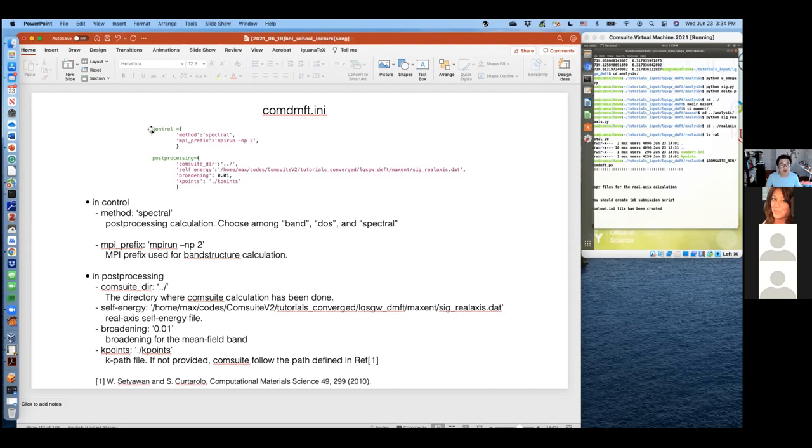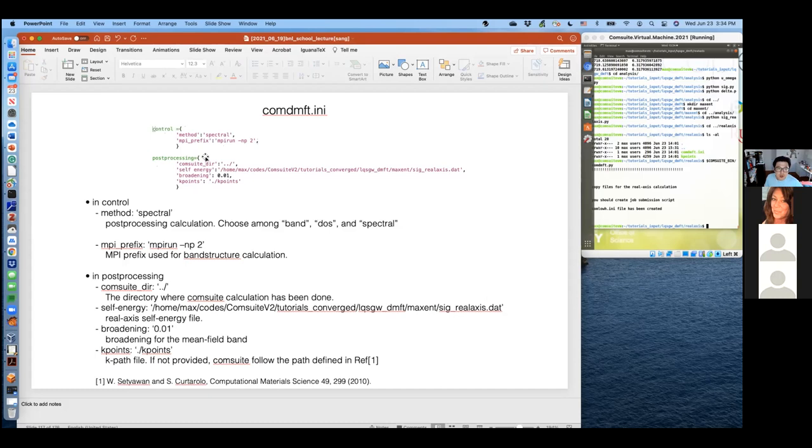In the control dictionary, we should specify the method. In this case, for the spectral function, you should say spectral. For this post-processing step, you have three choices: band, which is a band structure calculation; the second one is density of states, dos; and the final one is spectral. And you should specify the mpi prefix. In this case, it will be like this.